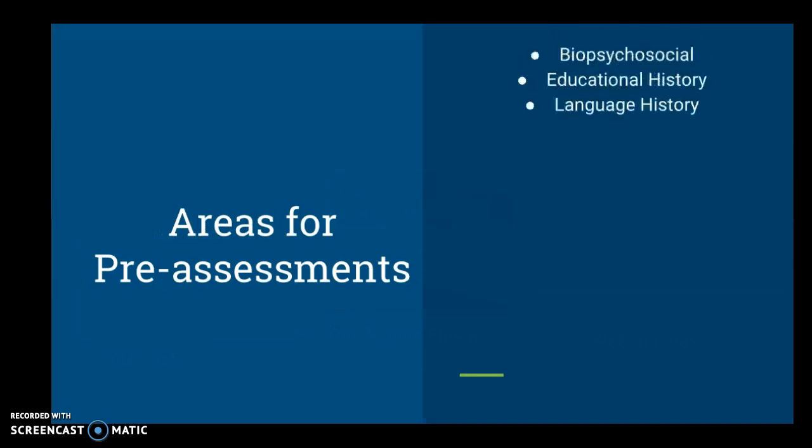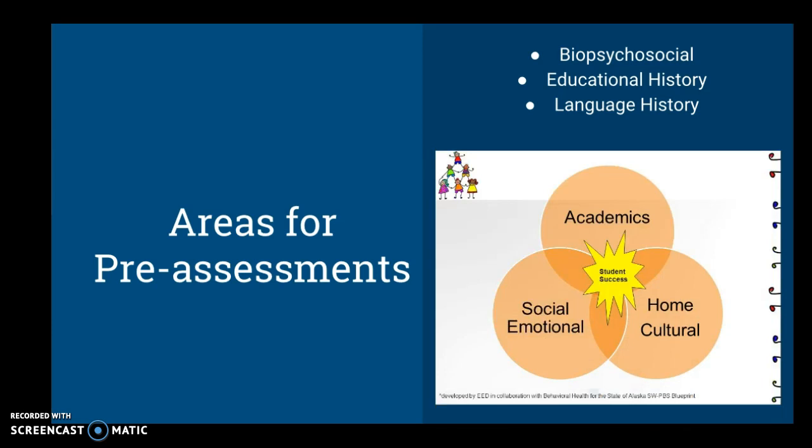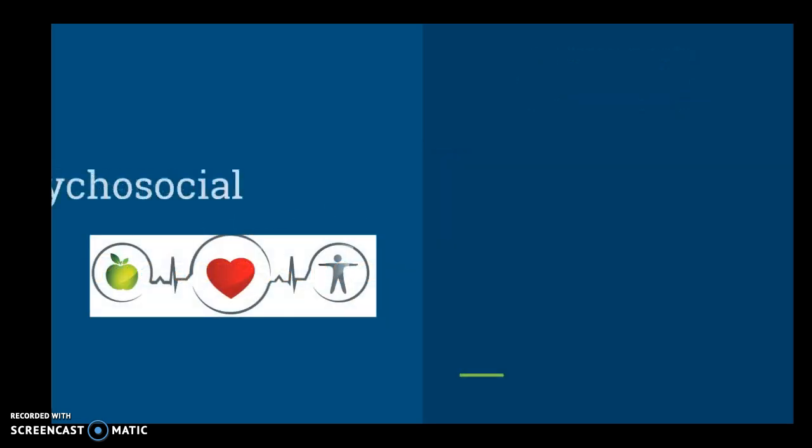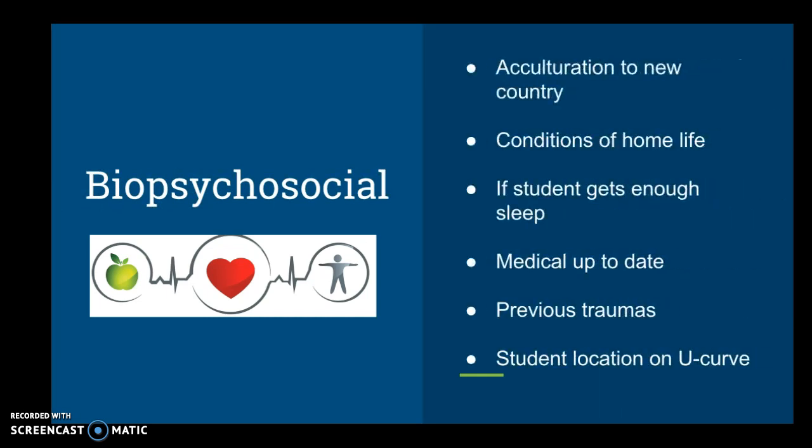There are three main areas of pre-instructional assessments teachers need to be aware of: the biopsychosocial, educational history, and language history. The biopsychosocial area helps teachers understand the student acculturation process, the conditions of their home life, if they get enough sleep, if their medical records are up to date, if they have any previous trauma, such as exposure to war, and where the student is located on the U-curve.